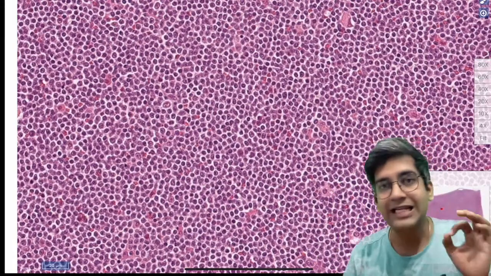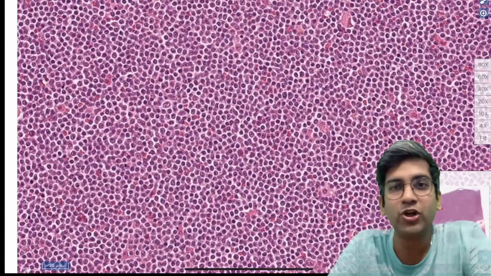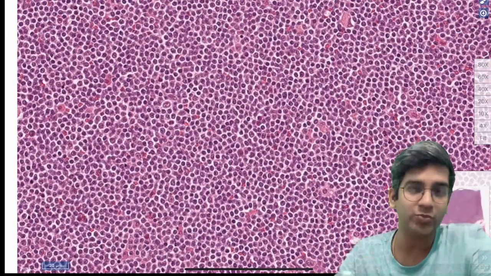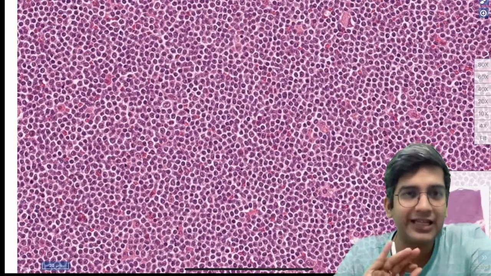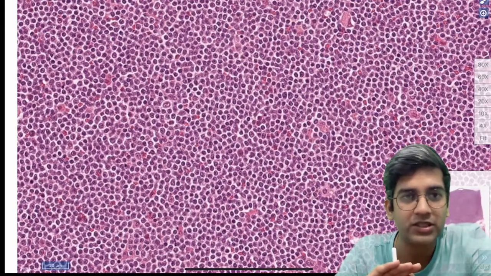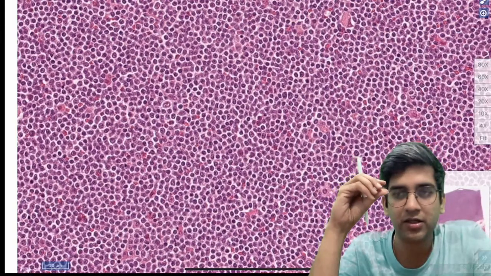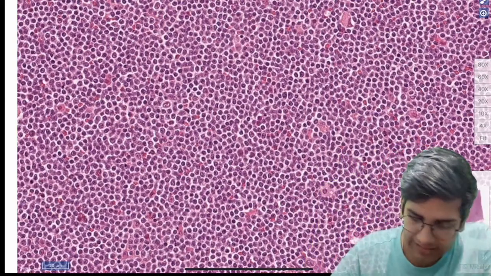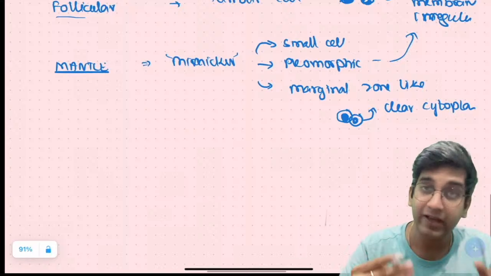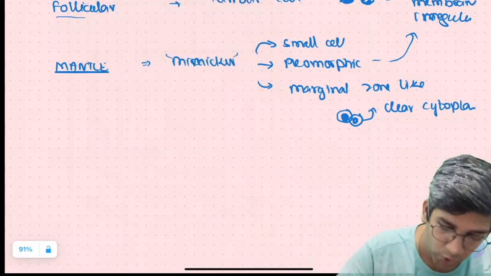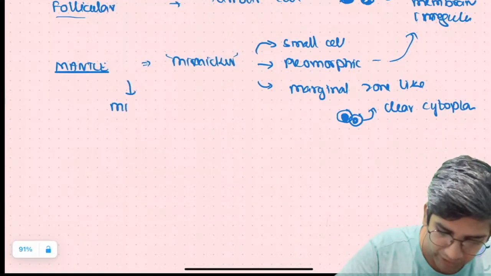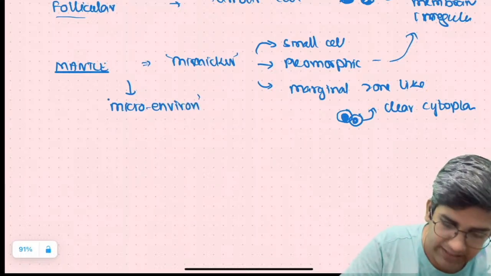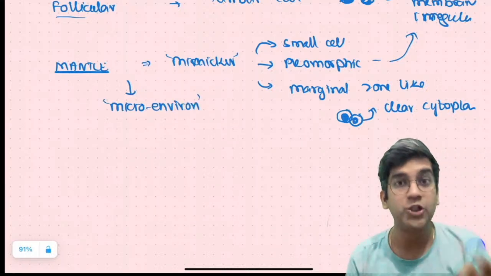So since mantle is a great mimicker, I want you to look at one thing. Mantle has findings outside the tumor cell. It's a very classical finding seen outside the tumor cell. WHO mentions it as the microenvironment of mantle. Mantle's microenvironment is very important. If you suspect mantle, always look for the microenvironment, which is the area surrounding the tumor cells of mantle.